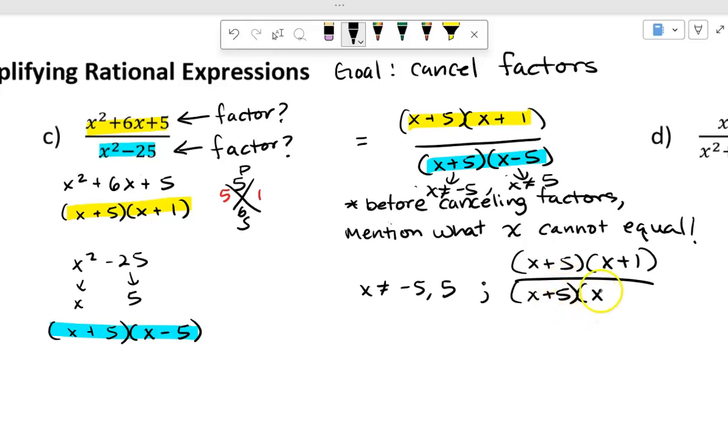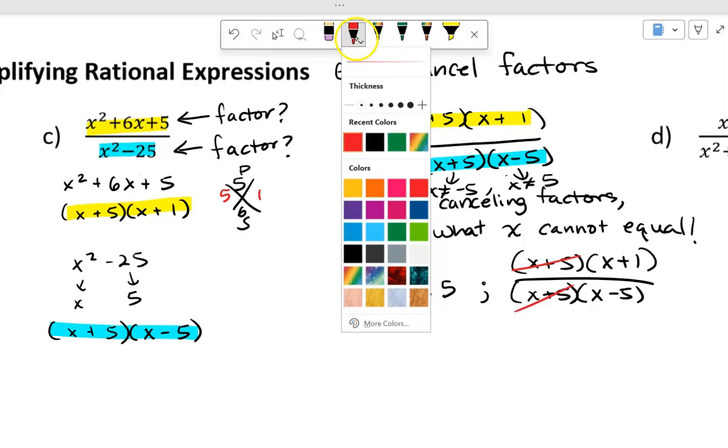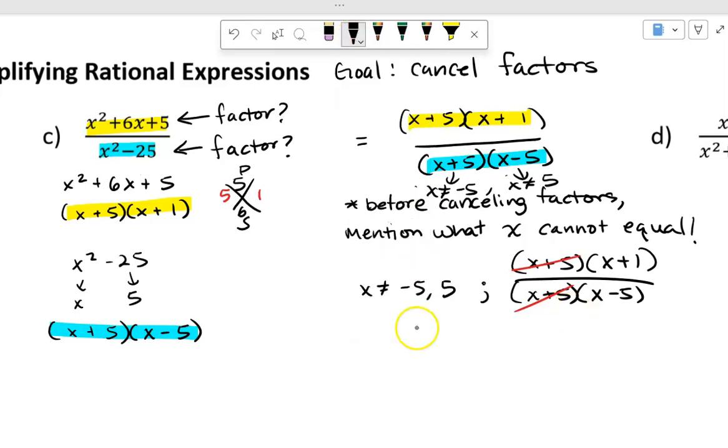And I can only cancel matching factors, which in this case would be x plus 5 on top, x plus 5 on bottom. Nothing else can be factored or canceled, no matter how much you want to cancel things. All you have left is x plus 1 on top, x minus 5 on bottom. And as tempted as you are to cancel x's, you just cannot.